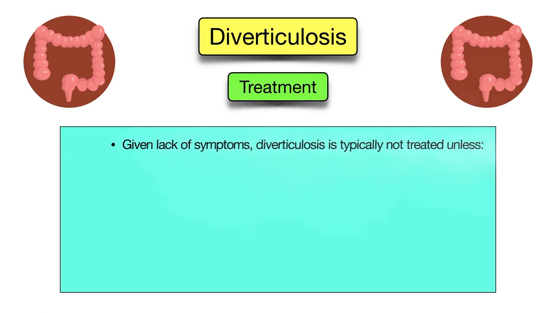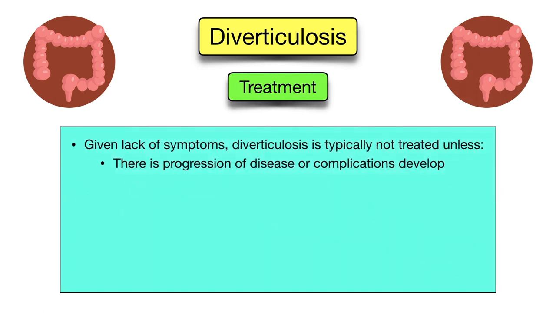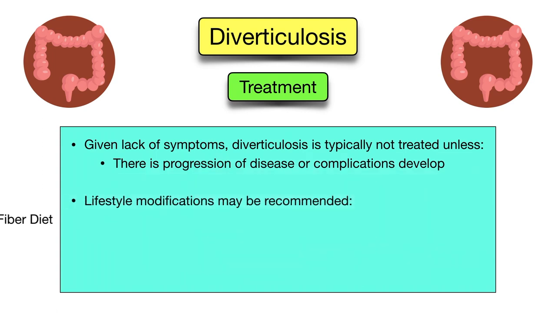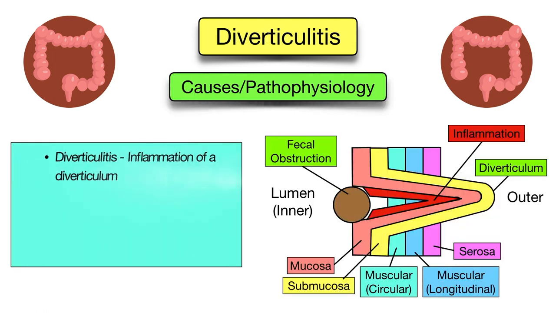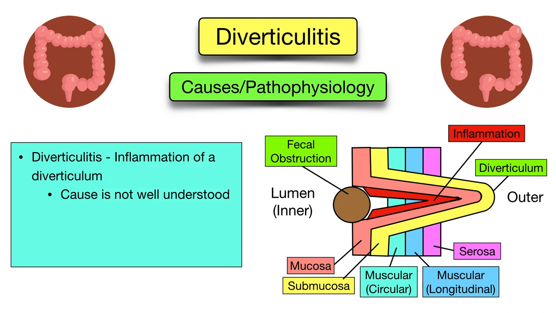Now let's look at the treatment of diverticulosis. Given the lack of symptoms, diverticulosis is not treated unless there is progression of disease such as diverticulitis or diverticular hemorrhage, or if complications develop. If diverticulosis is found incidentally, then lifestyle modifications may be recommended, including a high-fiber diet, smoking or alcohol cessation, exercise, and weight loss. Diverticula can also become inflamed, which is known as diverticulitis.